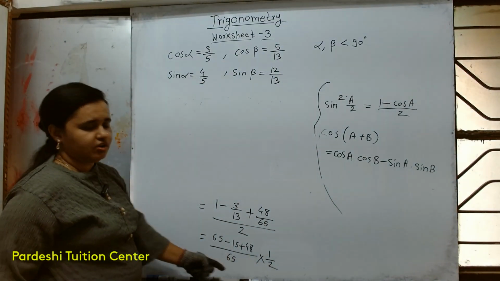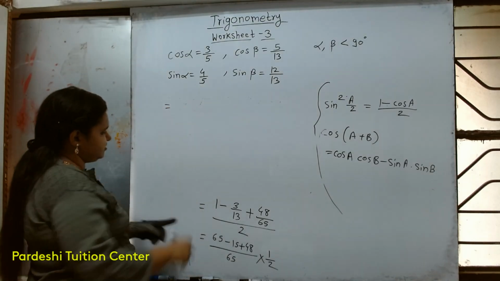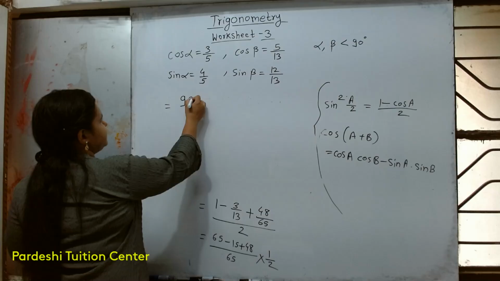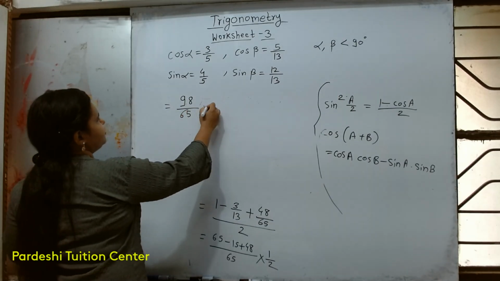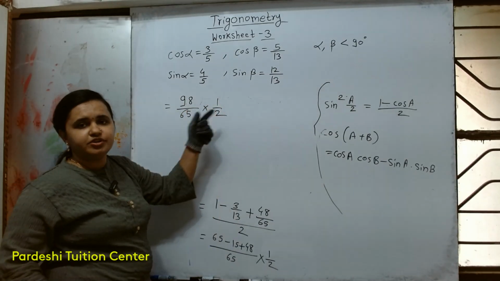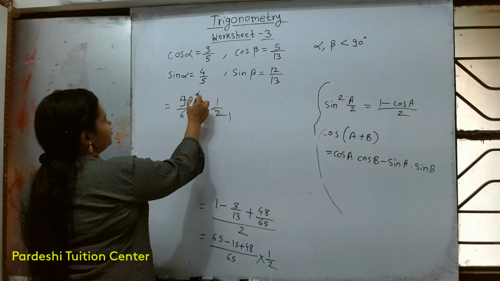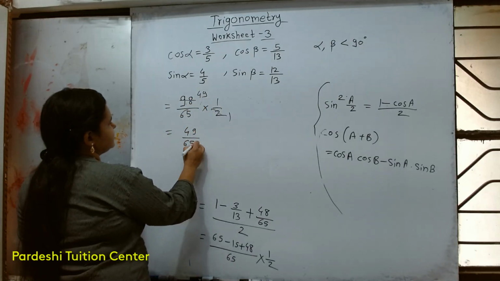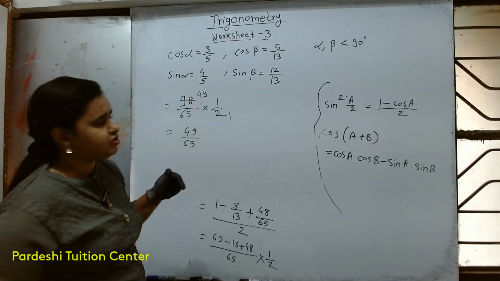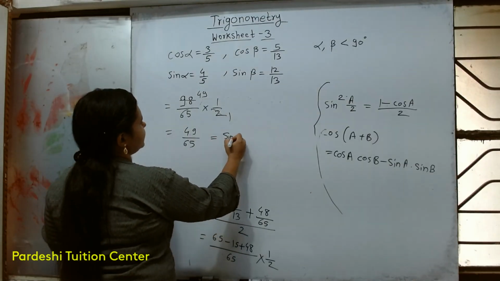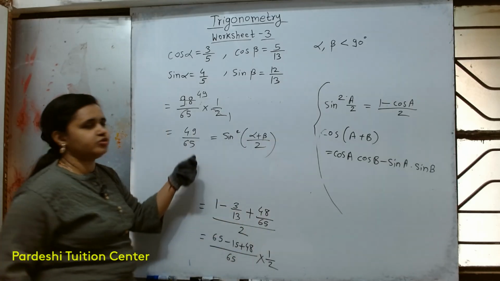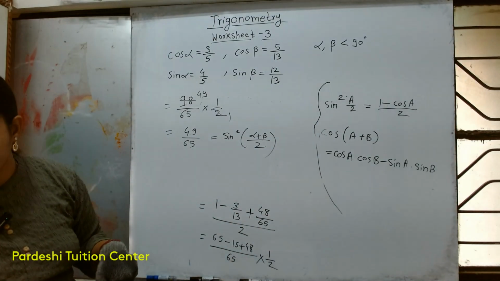So again by solving, 65 minus 15 is 50, 50 plus 48 is 98, 98 upon 65 into 1 by 2. So it will be 2 1s are 2, 2 49s are 98. So our answer will be 49 upon 65. So for sin square (alpha plus beta) by 2, our answer is 49 by 65. So the option is the second one.